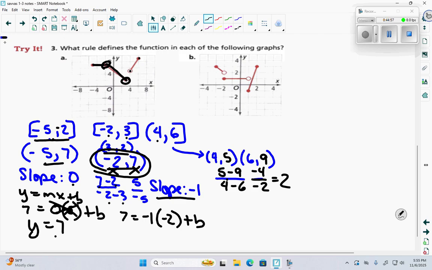Well, negative times a negative would be a positive, so all of this became 2. But then I had to move the 2 over the other side and subtract it, which would be 5. Okay, so now I'm going back to y equals mx. M is my slope, so it's a -1x. And I just solve for my b, which was 5. Okay, so that's my other equation.